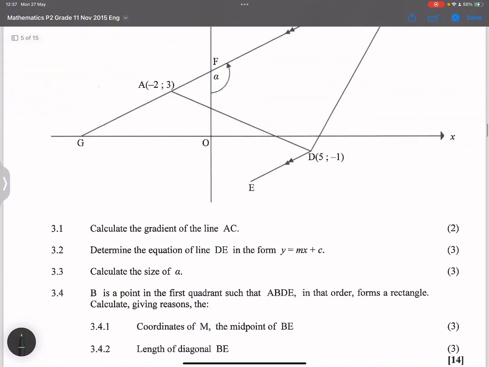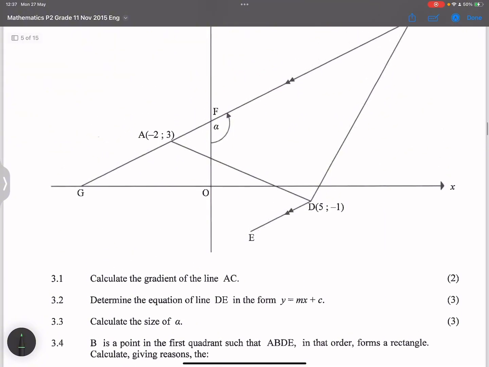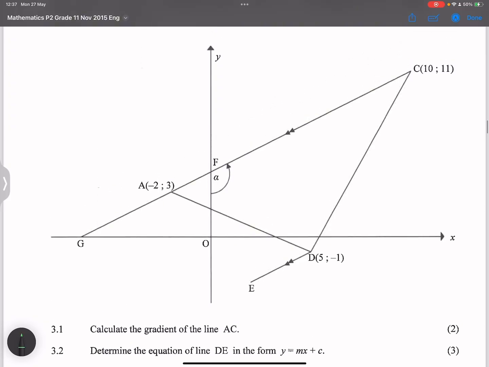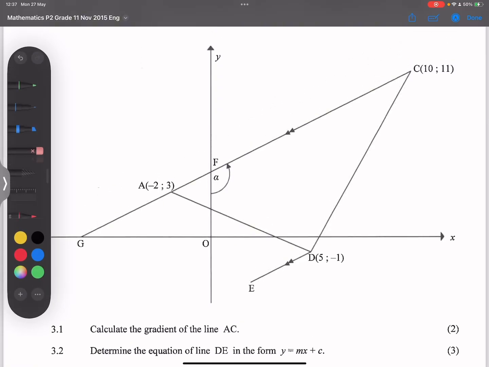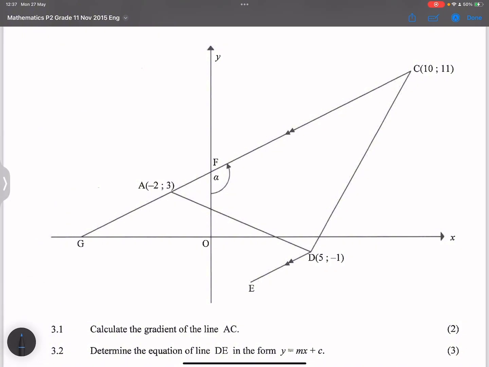So they said to us, calculate the gradient of the line AC. Okay, so if we look at AC there, I'm going to just quickly change my color. So the gradient of the line AC, right? We're going to say y2 minus y1 divided by x2 minus x1. In this case, because we're looking at AC, I'm going to take C as my second point.